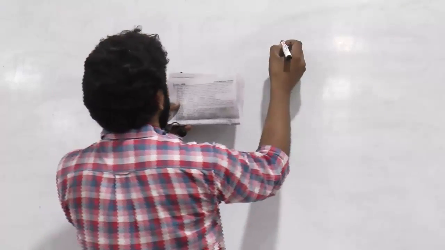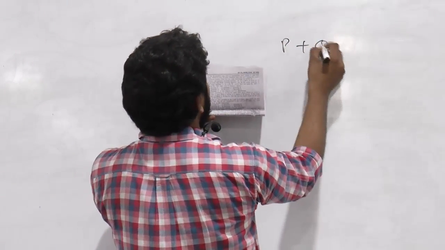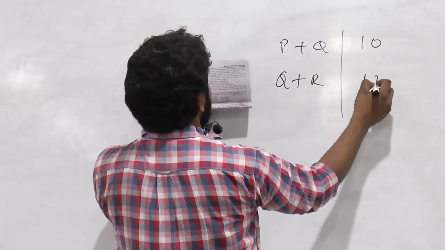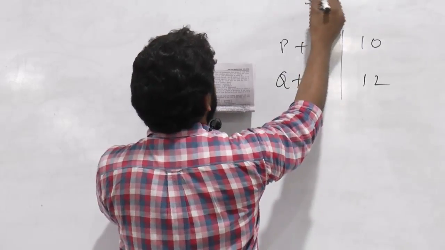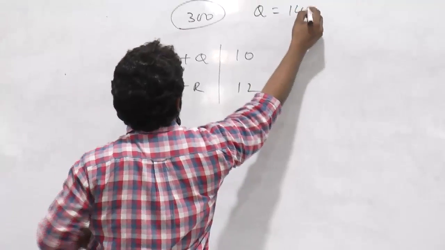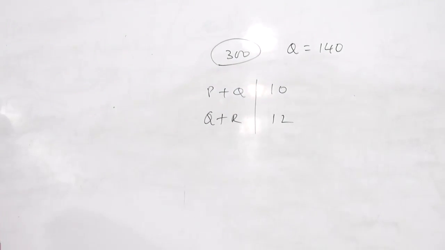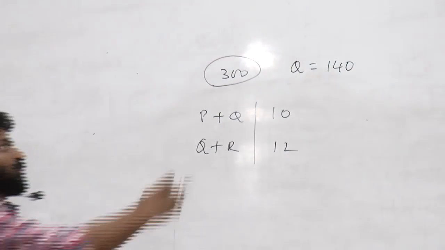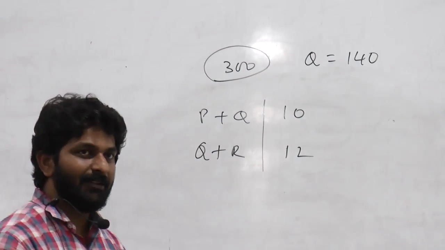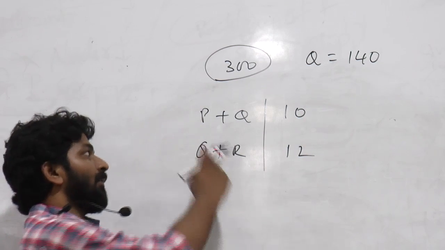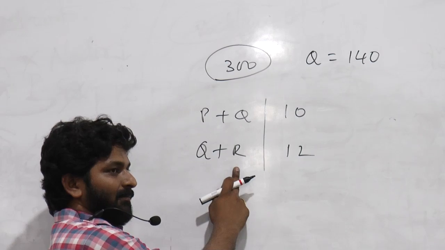Now, Pawan and Qureshi can do it in 10 days. Qureshi and Rohit can do it in 12 days. And all of them received 300 rupees. Out of this, Qureshi's share is 140. How much is paid to Pawan? So this 300 includes the amount received by Pawan, Qureshi and Rohit. We don't have Rohit's share here, and we don't have Pawan's share here.